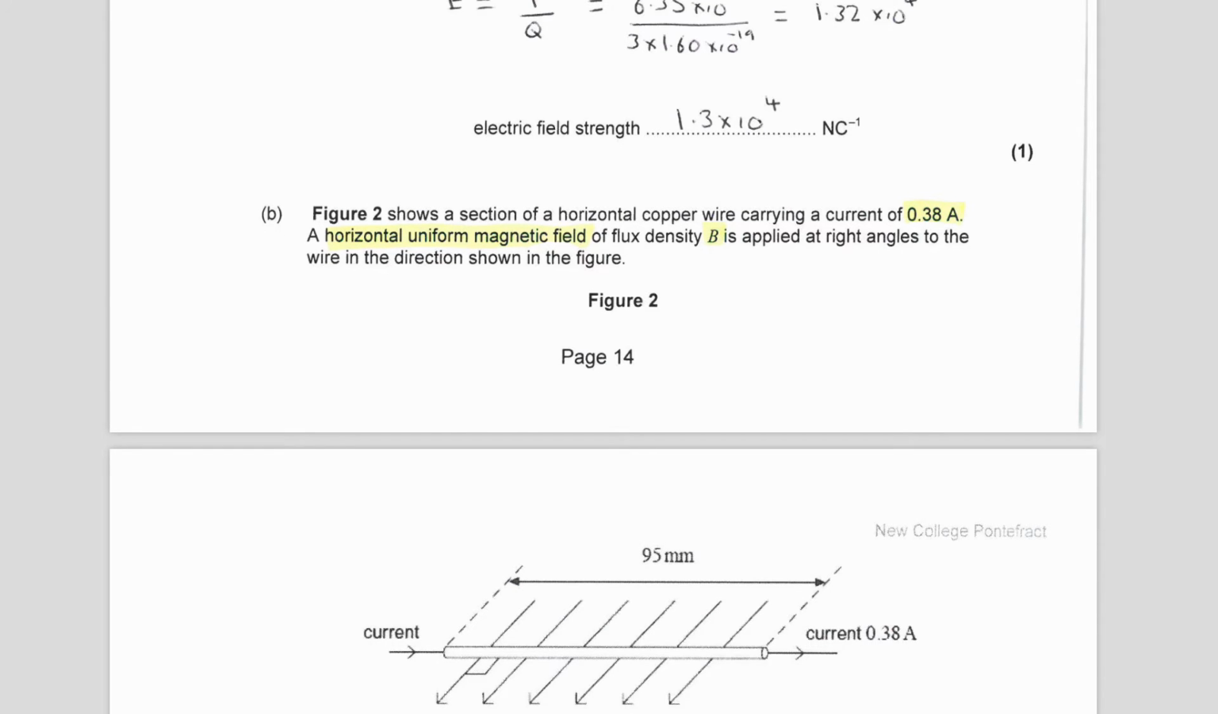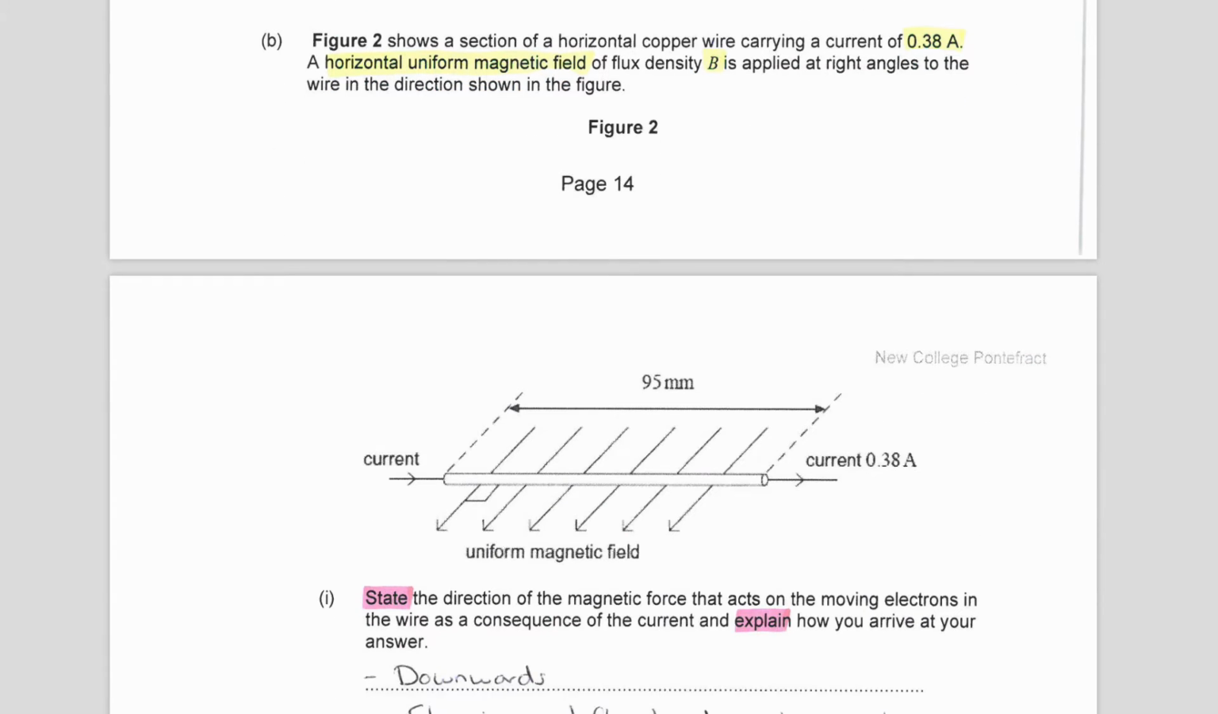So in part B, we've got another figure to look at. Figure 2 shows a section of a horizontal copper wire, so this wire here, and it carries a current of 0.38 amps. We've then got a horizontal uniform magnetic field. It has flux density B, and that's applied at right angles to the wire in this particular direction here.